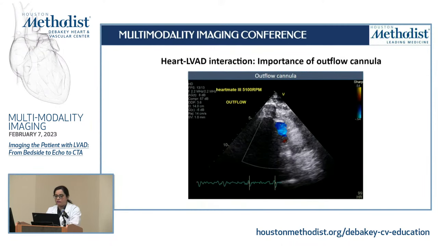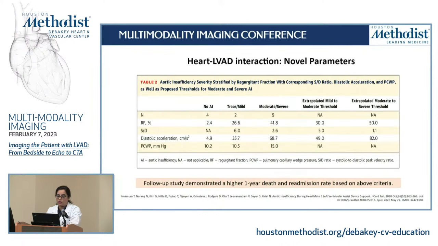But in patients where we do have the outflow cannula, I'd strongly recommend getting these parameters so we can at least systematically look at them in our patient population too. Niruel and his group had done this study, and they looked at longitudinal follow-up on patients and did determine that it was associated with poorer outcomes. This is a chart showing what they're really looking at. With severe aortic regurgitation, the diastolic acceleration does increase, to 68.7, and the S to D ratio decreases, to 2.6. But again, there are some issues with using this.